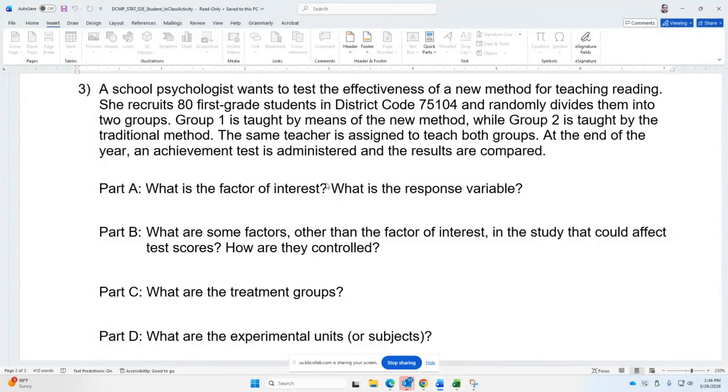What is the factor of interest? What is the response variable? So some of those were discussed in the definitions in the previous assignments.